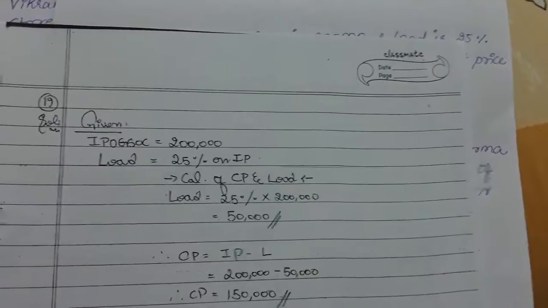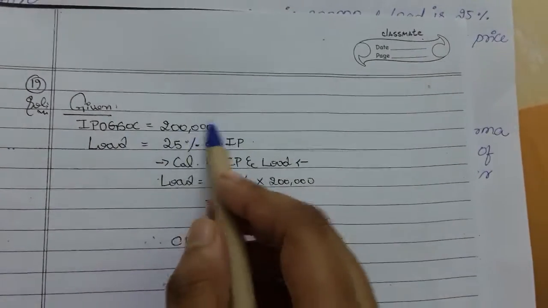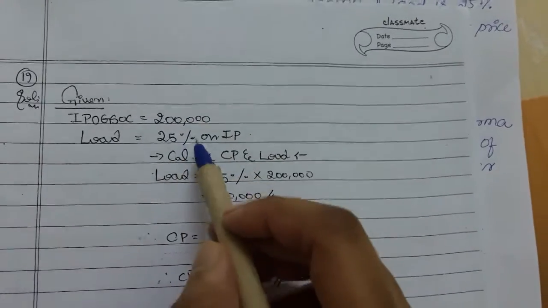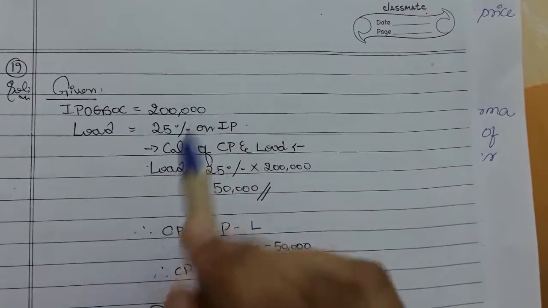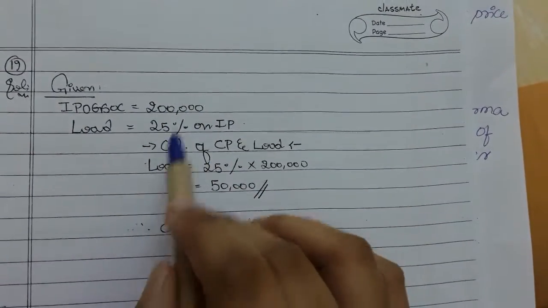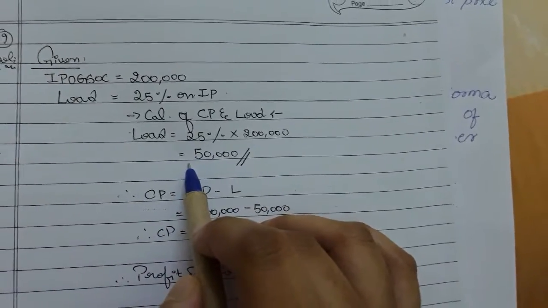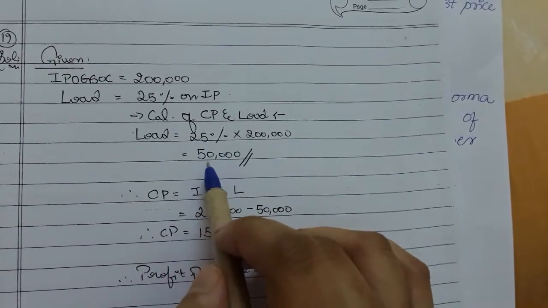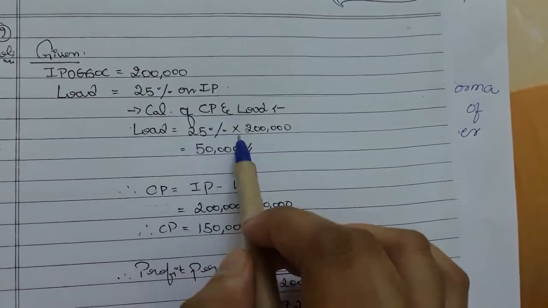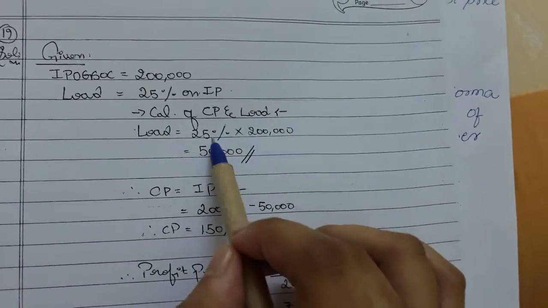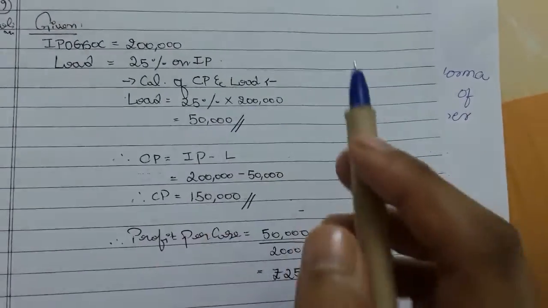Here, what is given is the invoice price, the cost of goods sent on consignment, which is 2 lakh rupees, and the load is 25% on invoice price. So the amount given is on invoice price, and the load given is also on invoice price. There is no problem. Next we are supposed to calculate the load, which means we are supposed to calculate the profit. The profit formula is invoice price multiplied by profit percentage. So cost is 2 lakh, profit is 25%, so the load, the profit value, is 50,000.